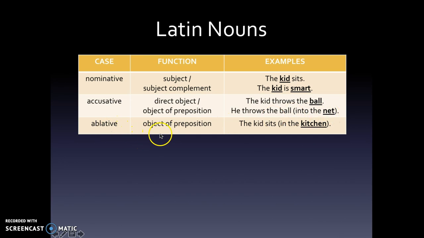Ablative. Right now, ablatives only have one function, object of a preposition. The kid sits in the kitchen. In the kitchen is a prep phrase.